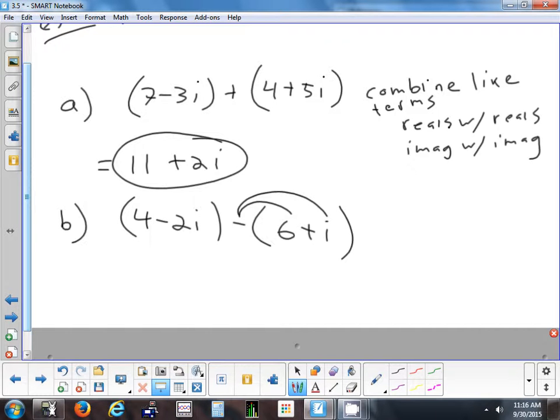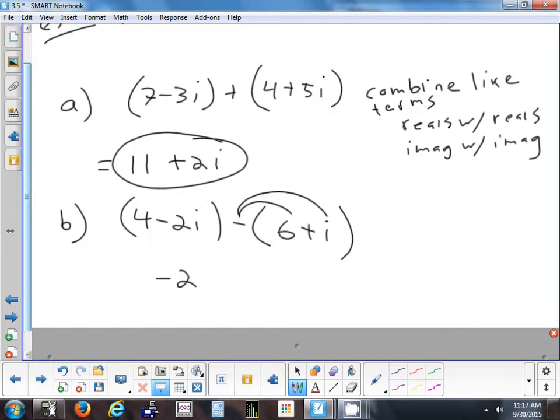All right, so Jacob, what's going to be my real part? 2. So we've got 4 minus 6. Negative 2. Yeah. And Leon, my imaginary part? Negative 2. Tell me, how are you doing it? What are you doing? What minus what? I don't really get it.